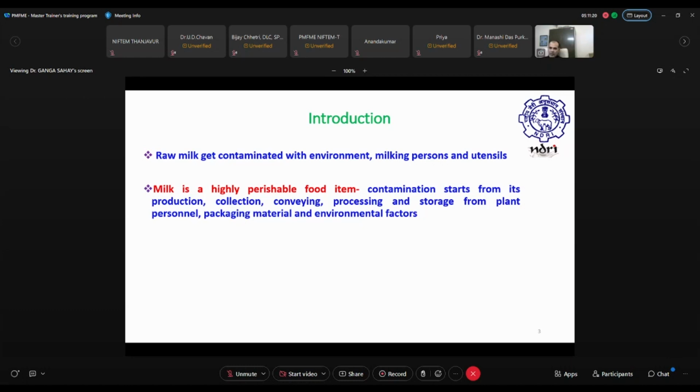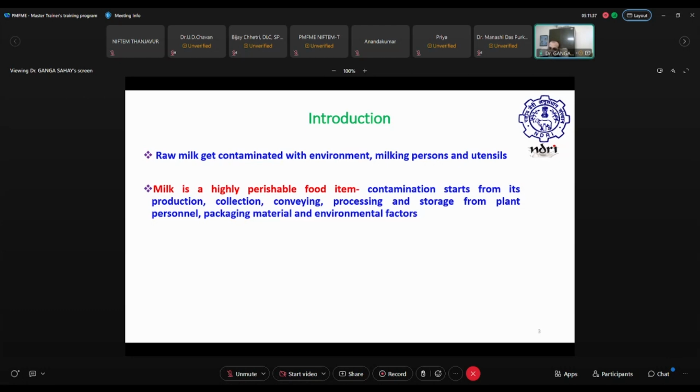Okay, so contamination in dairy or food processing starts during production, collection, conveying, processing, and storage, from plant personnel, maybe machinery, or it may be the packaging material.